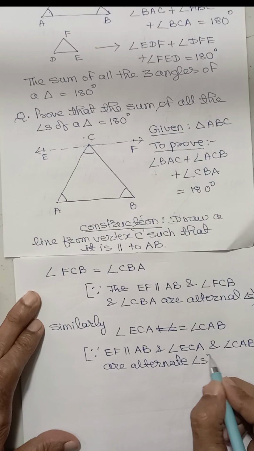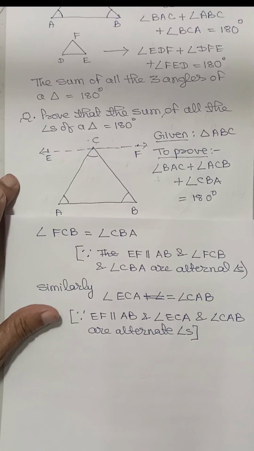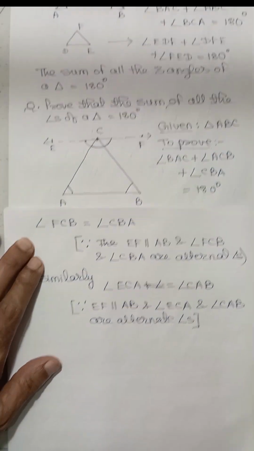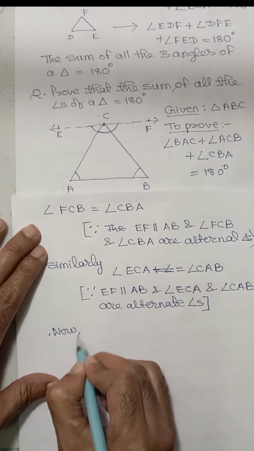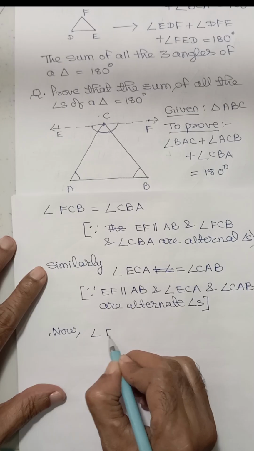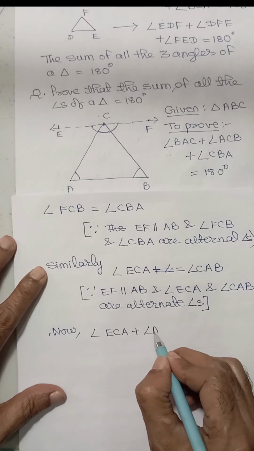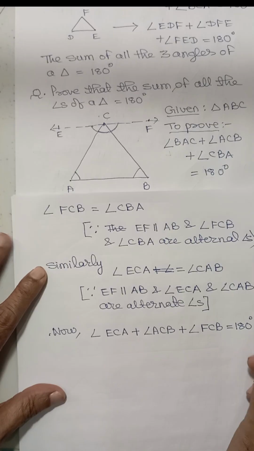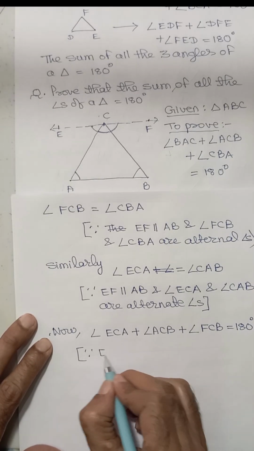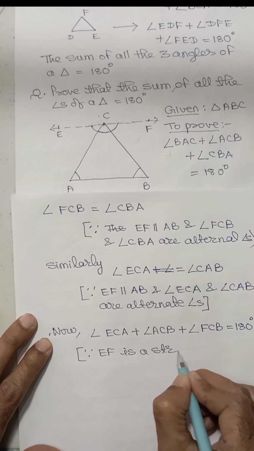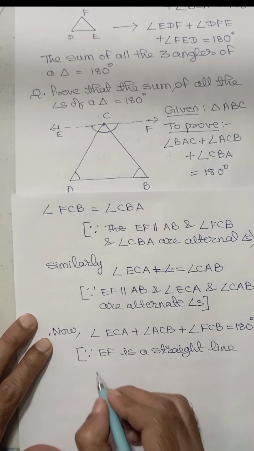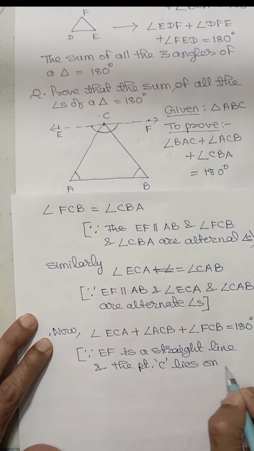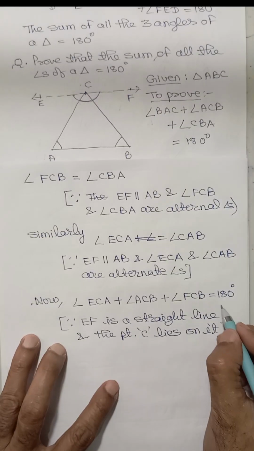Now we know that the angle formed at a point on a straight line is always equal to 180 degree. Therefore, now angle ECA plus angle ACB plus angle FCB is equal to 180 degree. Reason we can write, since EF is a straight line and the point C lies on it. This is equation 1.